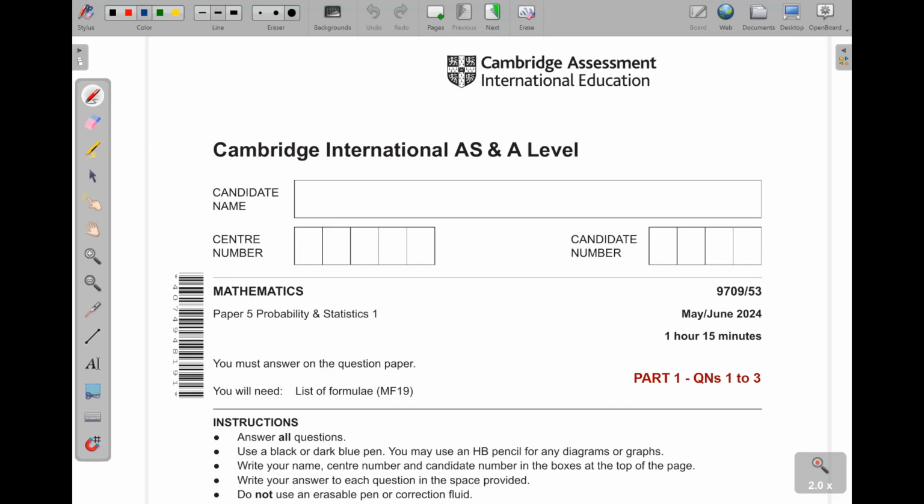This is Teacher Simon taking you through Cambridge International AS and A-Level Mathematics Paper 5-3 for May/June 2024. This is part 1 for questions 1 to 3.